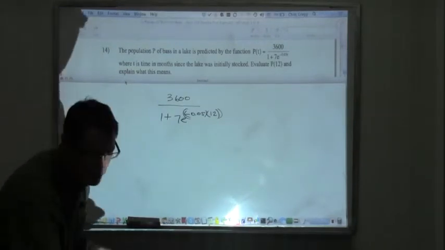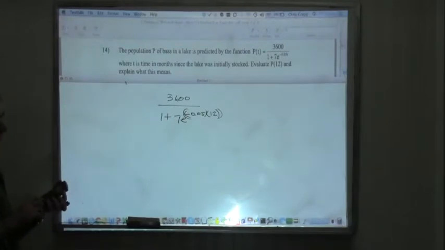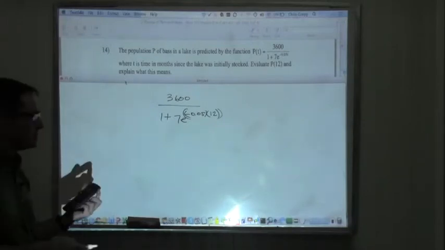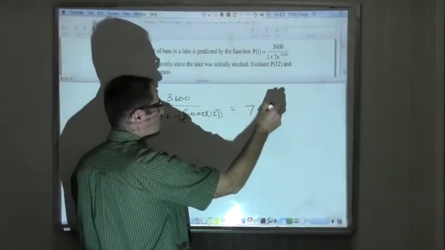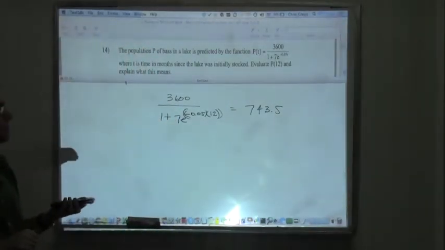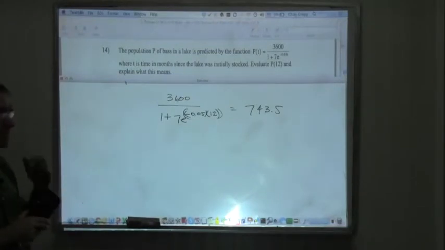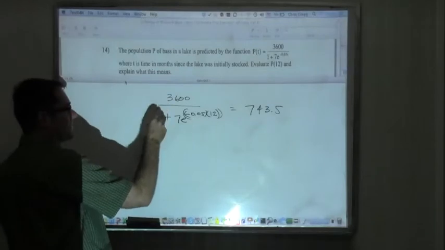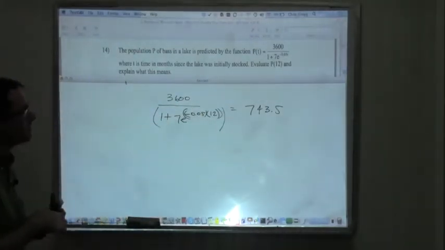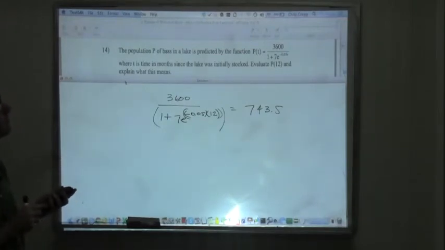Okay. And this gives you what value? 740. What is it? 744. Don't give me in halves. How about decimals? 3600 divided by 1 plus 7e to the x negative 0.05 times 12. 743.5. Parentheses? You do not. Okay. But you should put parentheses after the 3600, because the bottom, the whole thing is getting divided. Did you guys get that now?